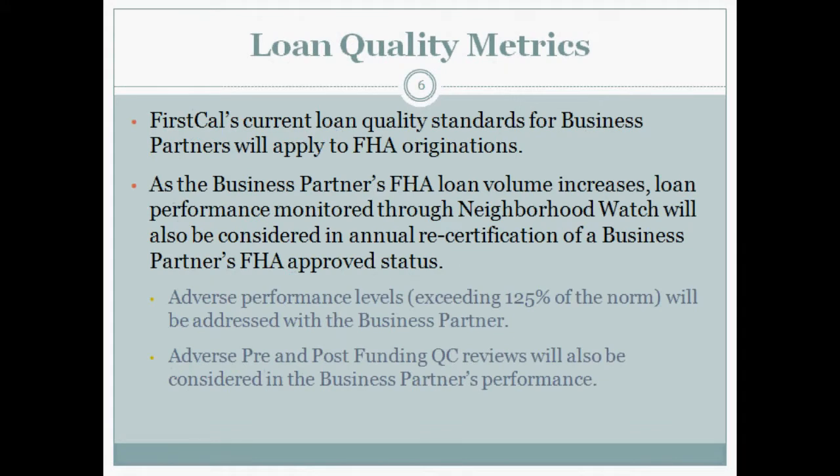So what about loan quality metrics? First Cal's current loan quality standards for business partners will apply to FHA originations. As your FHA loan volume increases, loan performance monitored through Neighborhood Watch will also be considered in annual recertification of your FHA approved status. Adverse performance levels, which are defined as exceeding 125% of the norm, will be addressed with you. Also, if there are any adverse pre- or post-funding quality control reviews, those will also be considered in the business partner's performance.